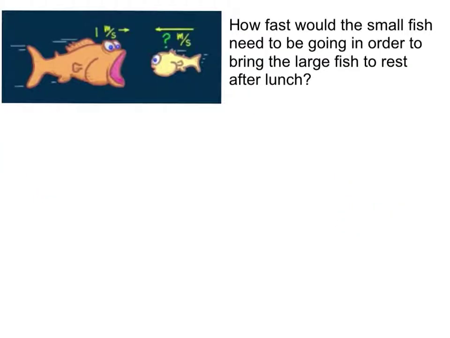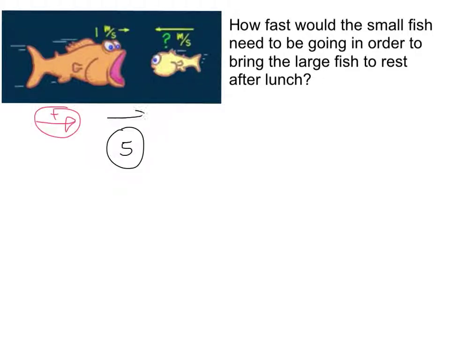So we've seen a situation where the big fish ends up going to the right a bit slower, goes to the left. How fast would the small fish need to be going in order to bring the large fish to rest after its lunch? So let's choose a direction for positive. I'm going to choose right, why not?